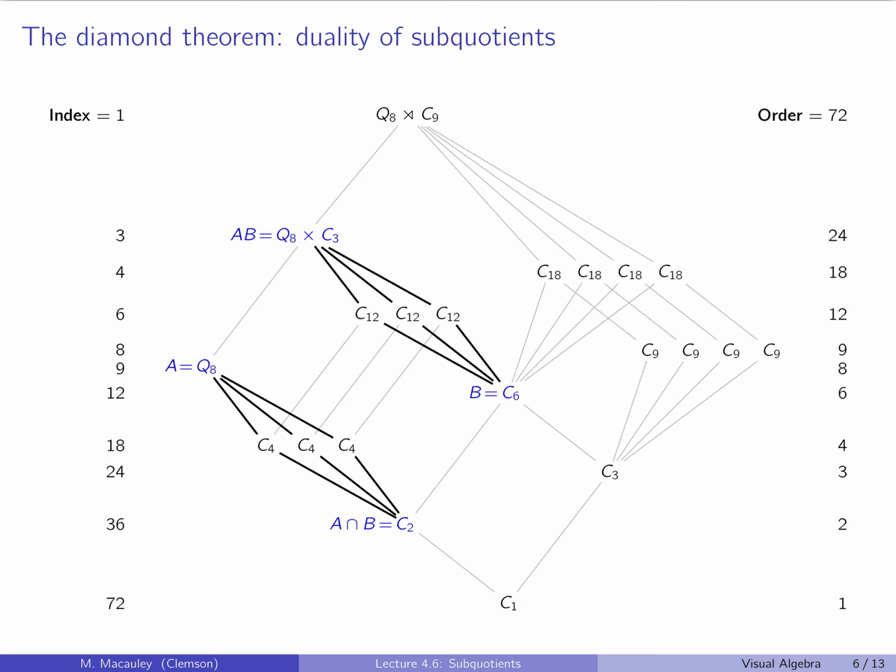Here's our next example. This is a semi-direct product of Q8 with C9. And if A is Q8 and B is C6, so both of these are normal because they are the unique subgroup of their order.